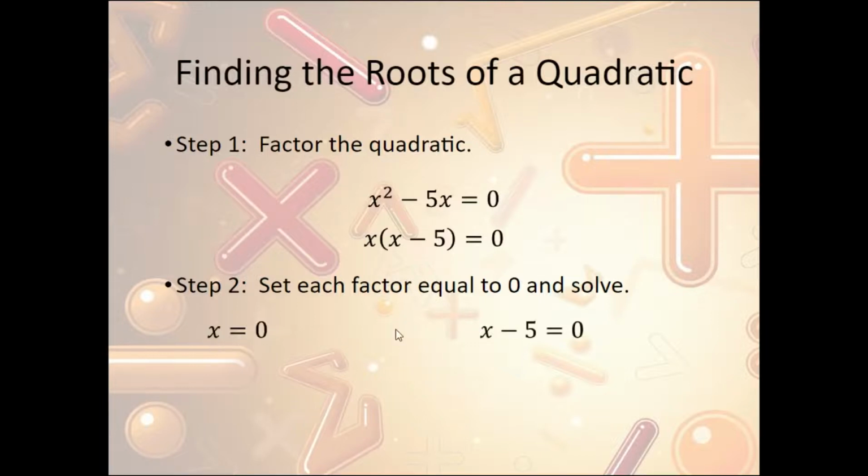Well, x equals 0 just stays as is. It's just x equals 0. So that's one of the roots. The second one now, we add 5 to both sides, and we get x is equal to 5. So x equals 0 and x equals 5 are the roots for this quadratic.